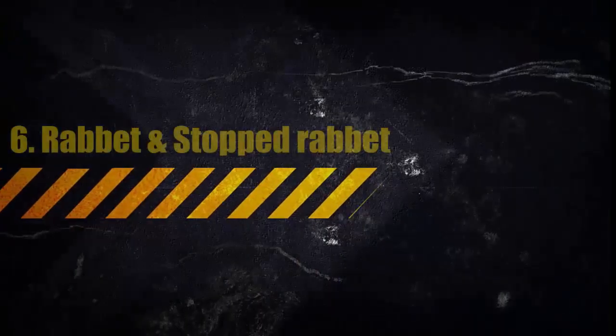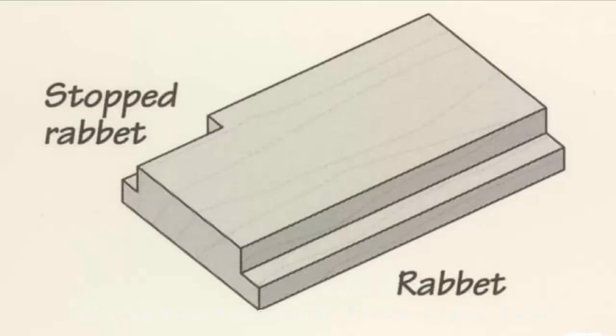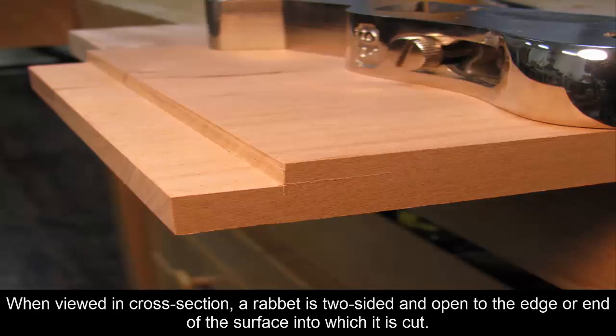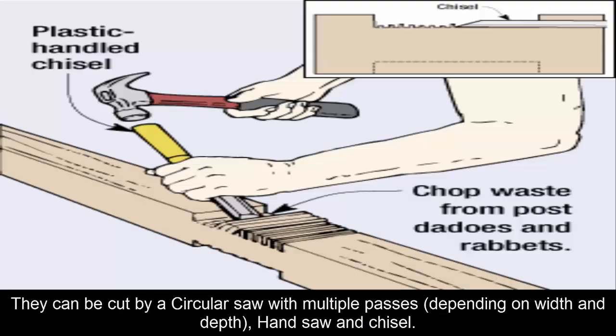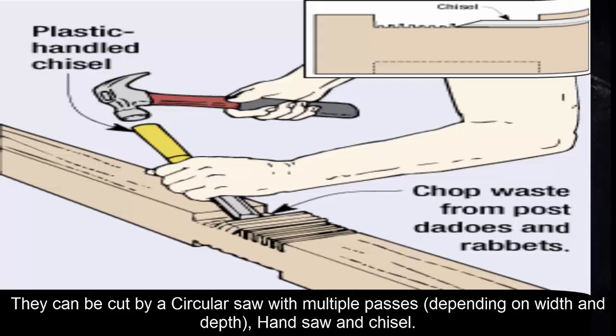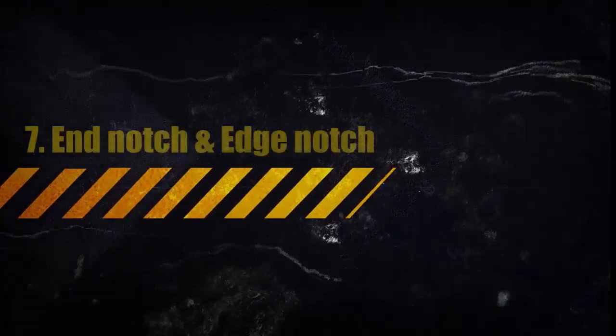6. Rabbet and stopped rabbet. A rabbet is a recess or groove cut into the edge of a piece of wood. When viewed in cross-section, a rabbet is two-sided and open to the edge or end of the surface into which it is cut. They can be cut by a circular saw with multiple passes, depending on width and depth, hand saw and chisel.